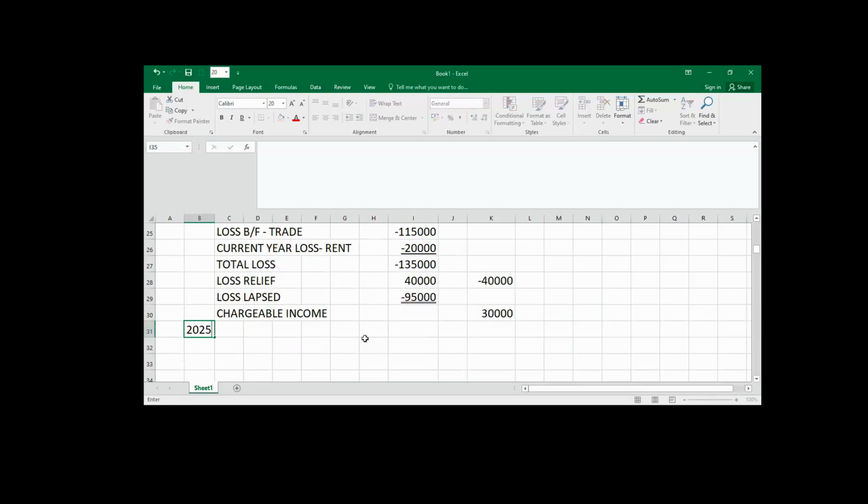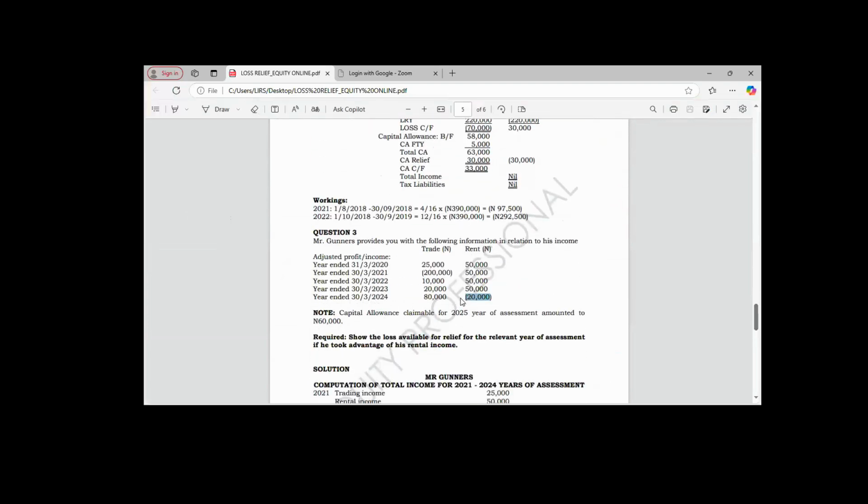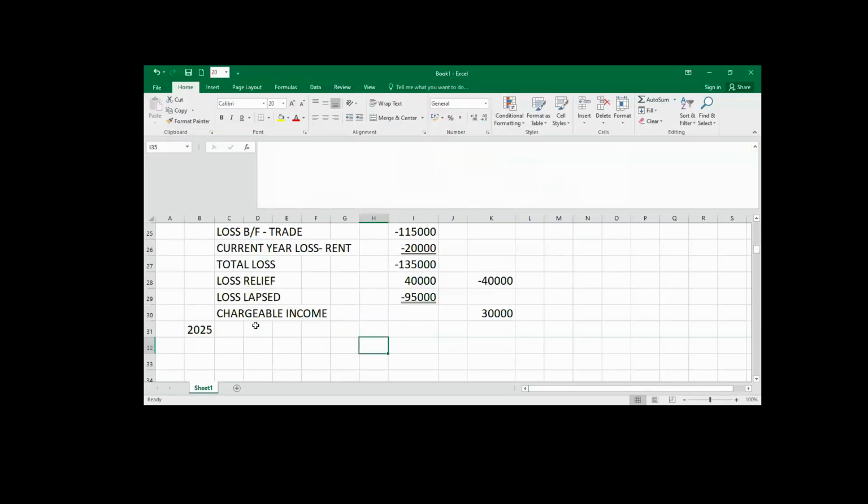2025 year of assessment. So what will happen in 2025 year of assessment? Let us go back to our question. In 2025, what happened? Let me share the question. So in 2025, we are going to have only income from where? From trade of 80,000.